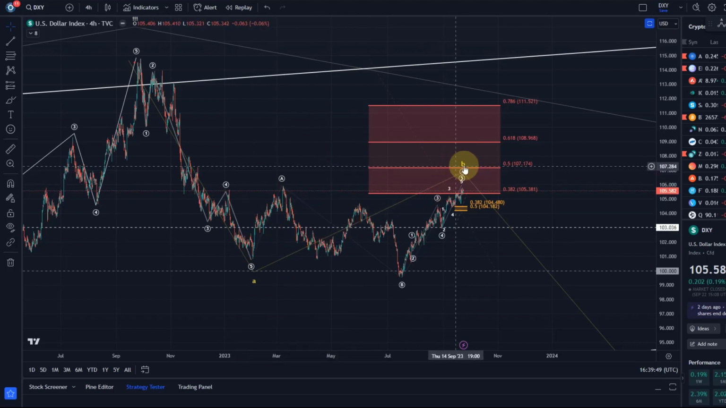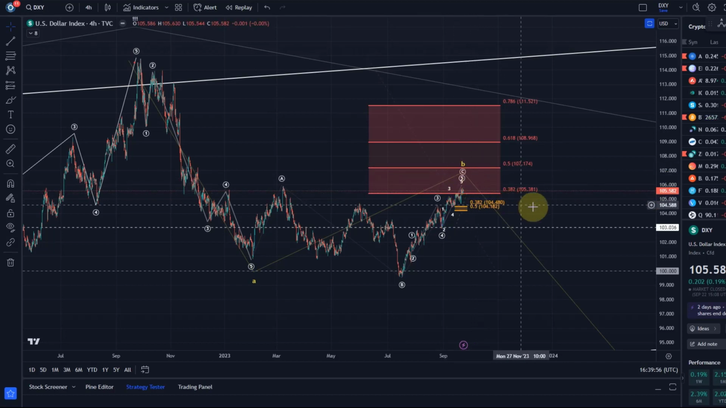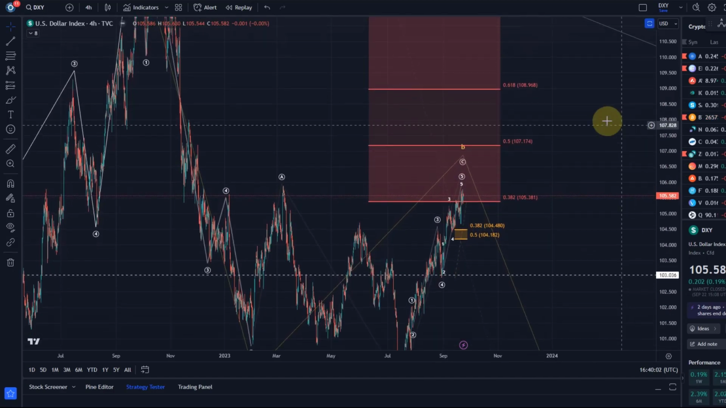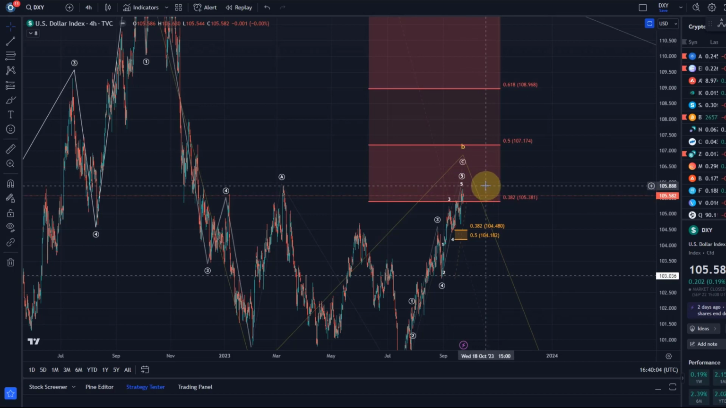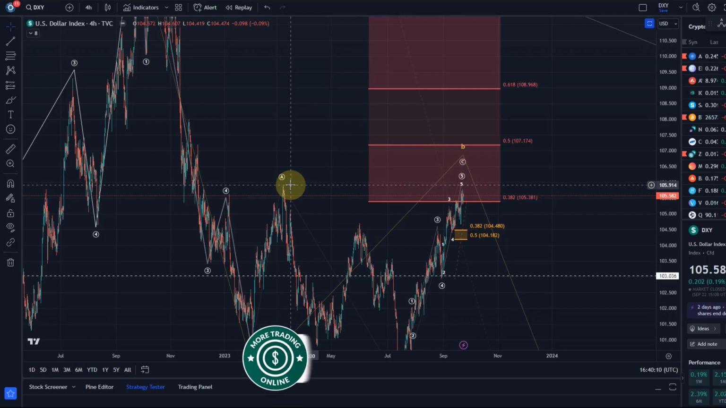In this B wave that we've been talking about now for a while, we've really only recently reached the larger resistance area. $105.38 was the first level of resistance in this box. And we are about to approach, maybe next week, this previous swing high, an A wave, which is at $105.91.